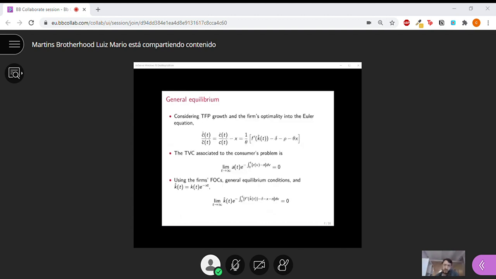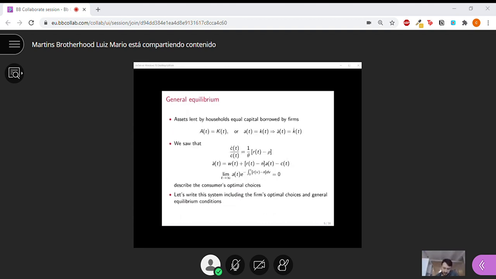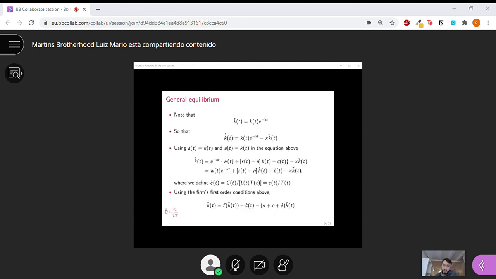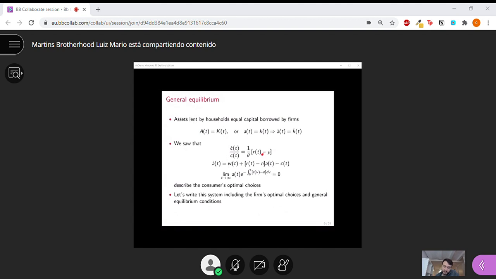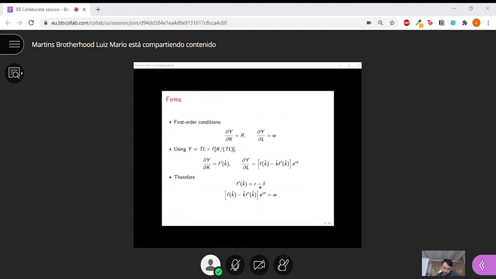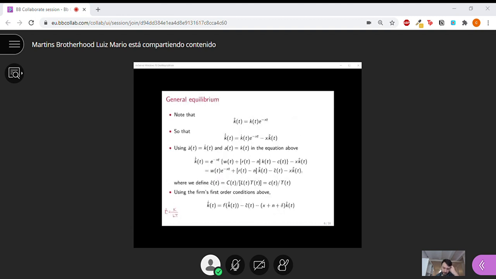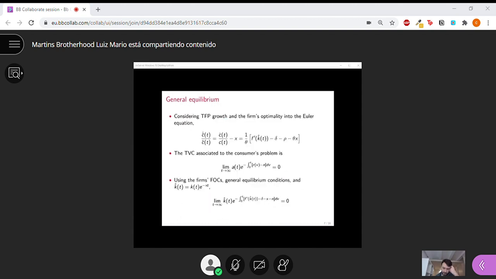Okay, so we had the Euler equation, and we saw that it depends on r and rho. We already have an optimality condition regarding r: if I come back here, the firm's optimal choice is such that the marginal product of capital equals small r plus delta. So we can isolate this r. Small r is the marginal product of capital minus delta.